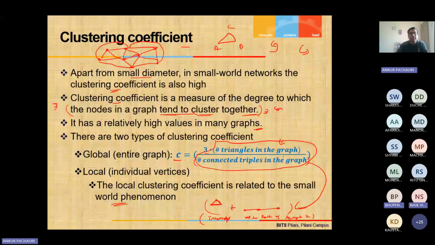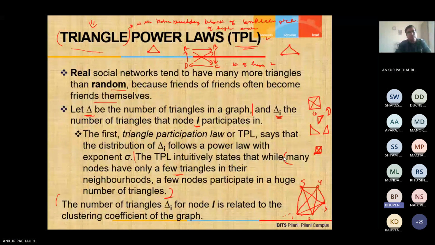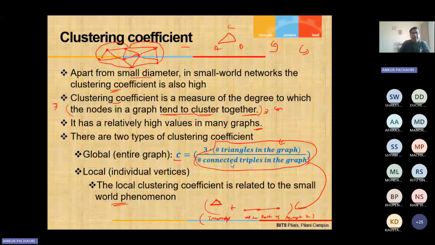Clear? So the max value of C is 1, is it? If I'm not bothered about the orientation, and my main focus is the number of triangles in a graph normalized by the connected triples in the graph. Usually, whenever we divide something, we are normalizing those values. So number of triangles normalized by the number of connected triples, this proportion will be equal to 1. The 3 multiplication is just taking care of orientation. So it will be 1. In this case, if 3 is the factor which is multiplied, then the max value will be 3.